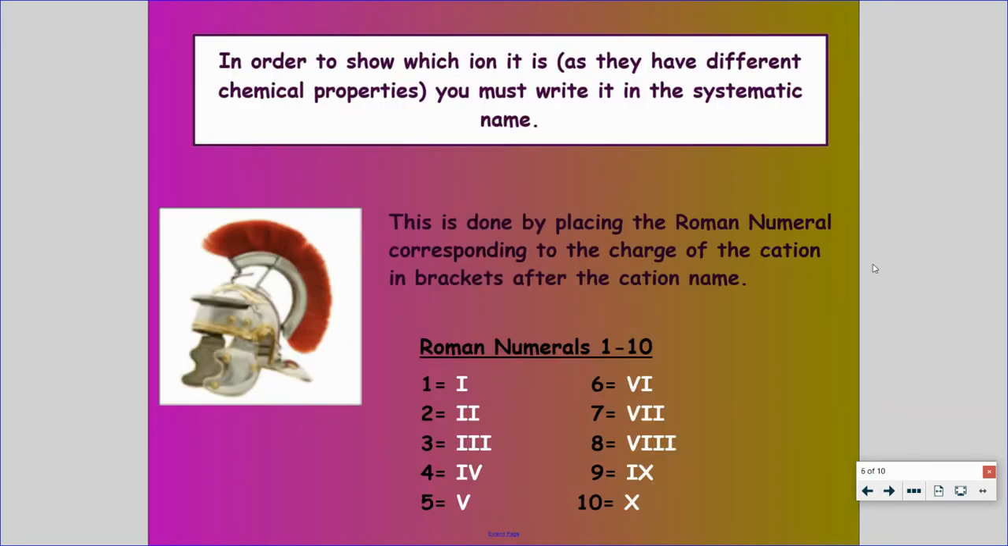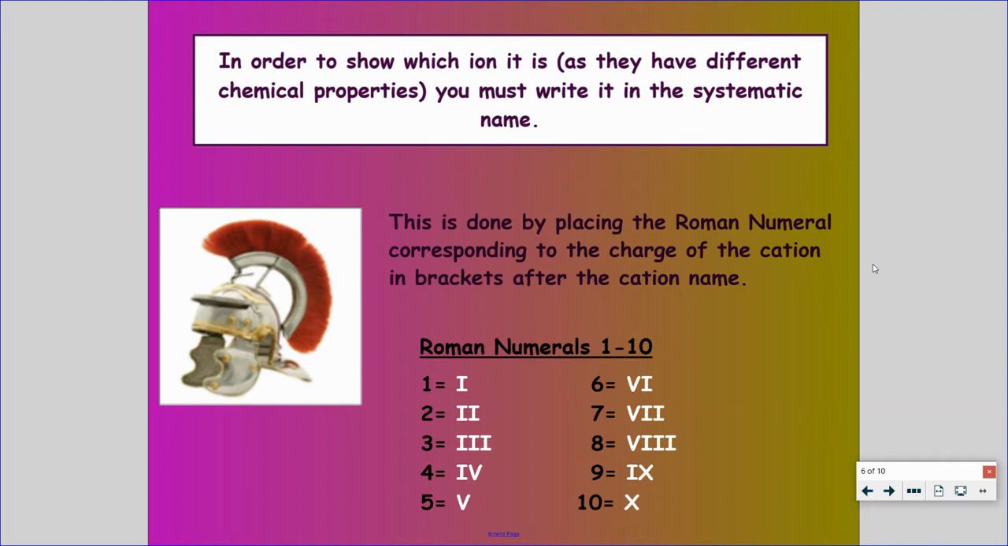So in order to show which ion it is, we have one way to do it because they have a couple different chemical properties. So if you have iron 2 versus iron 3, or nickel 2 versus nickel 4, I can't remember if nickel's 4 or not, but essentially it just means that they have different chemical properties. So we have a very important way of naming it so you know which one you're talking about.